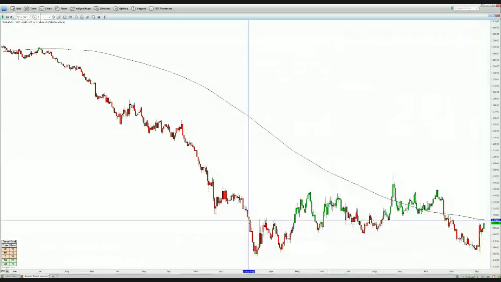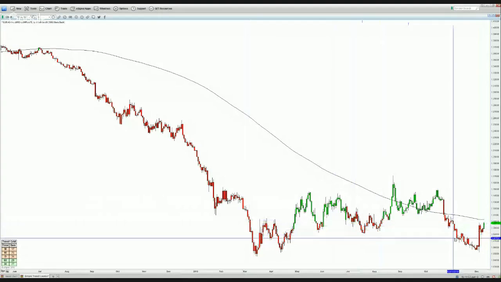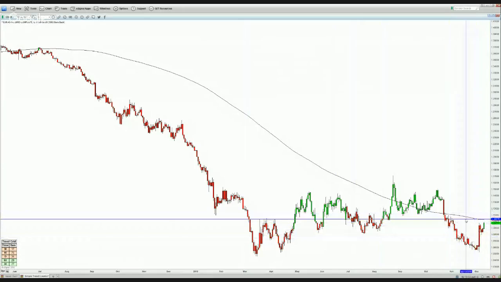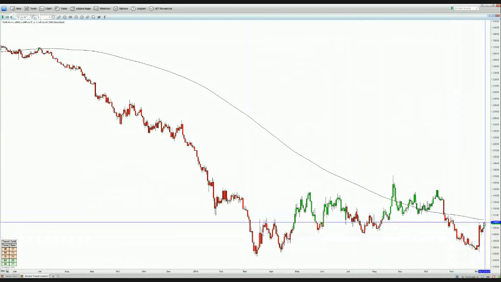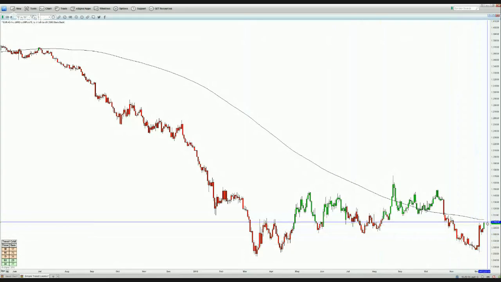Looking at the bigger picture, we're very much in an area of consolidation. What I would like to see is the 200 moving average hold strong. As you guys are probably aware, the 200 moving average acts as an area of support and resistance. In this case, it's acting as a level of resistance.